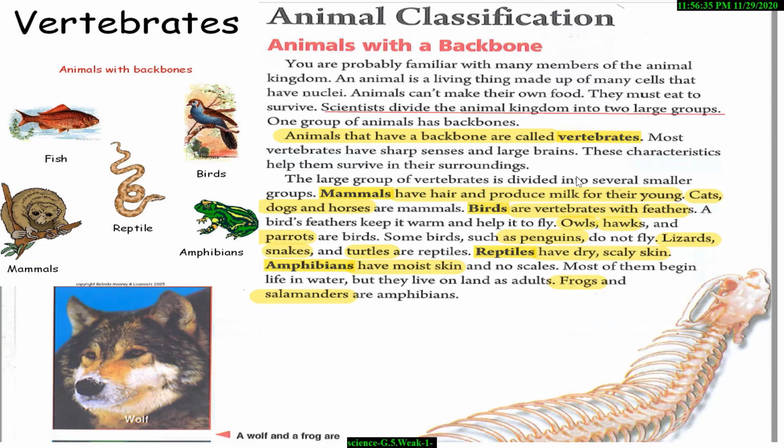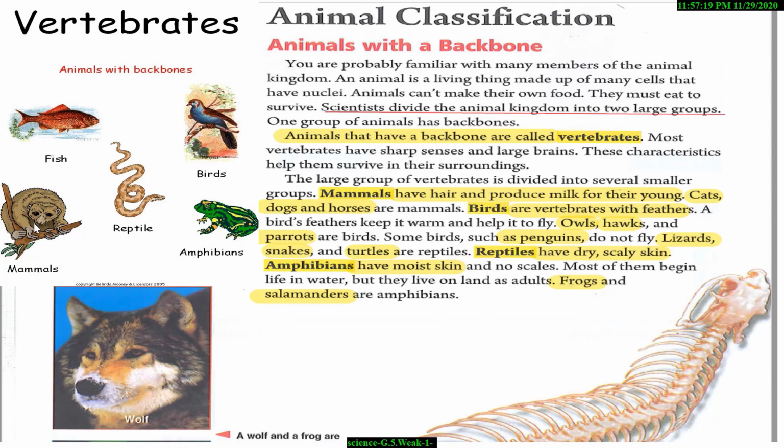What are the five groups of vertebrates? Number one, mammals. The characteristics of mammals: mammals have a backbone, have hair and produce milk for their young. Examples of mammals: cats, dogs, horses, cows, monkeys, lions, tigers and wolves. These are in the group of mammals because they have hair and produce milk for their young.